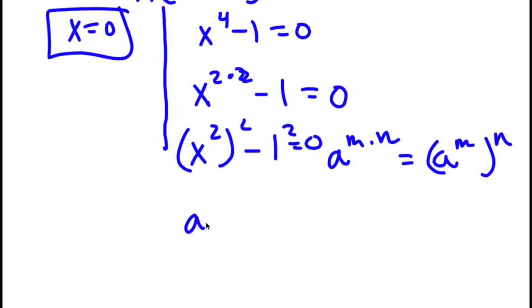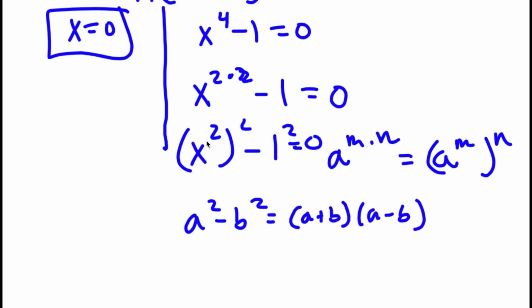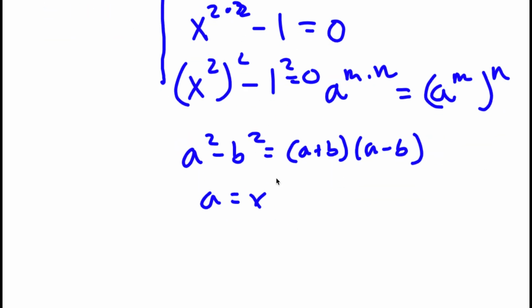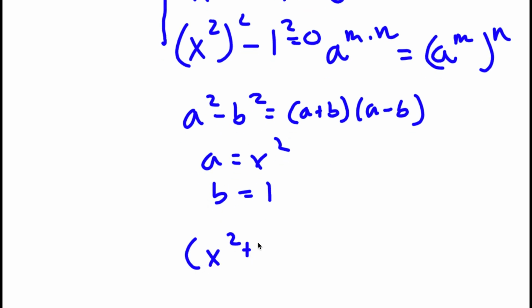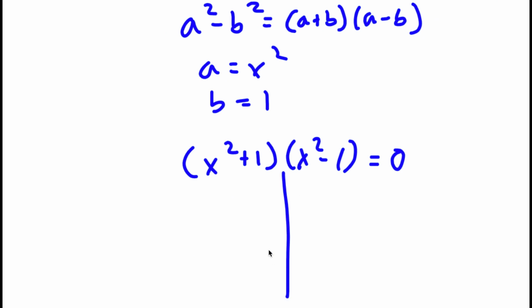Now, if I have something in the form a squared minus b squared, this is equal to a plus b times a minus b. So in this case, if x squared to the power of 2 minus 1 squared, a is equal to x squared and b is equal to 1. So I have x squared plus 1 times x squared minus 1 is equal to 0. So this gives me two equations. I have x squared plus 1 equals 0, and I have x squared minus 1 equals 0.